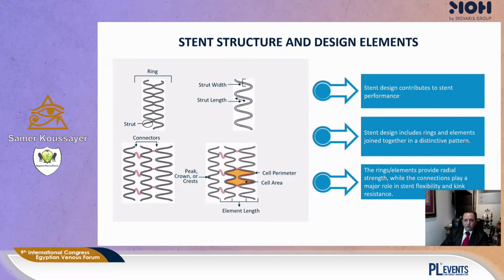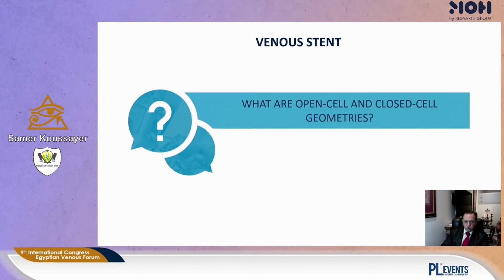the ring and element provide radial strength, while the connections play a major role in the stent flexibility and kink resistance. So you have two components. You have the connectors and you have the rings. The more connectors, the more flexible. The more rings, then you have more rigid and resistant to the compression stent. So you need to balance between these two.